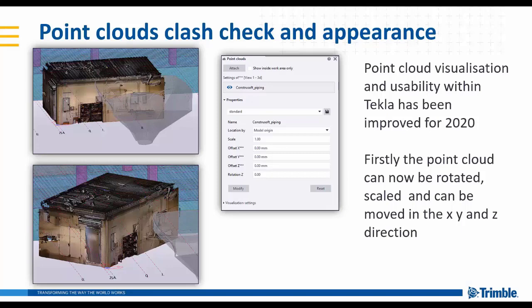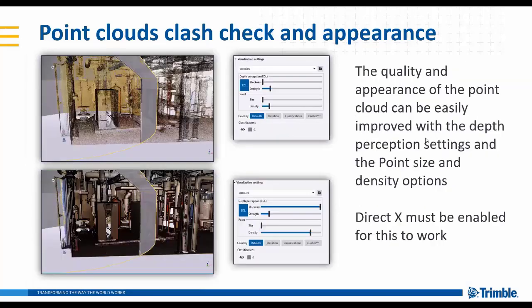Firstly, the point cloud can now be rotated and repositioned and scaled in any direction. That was not possible before, so now we can place that point cloud exactly where we want to in the model. So you've got the option for all the locations here, as you can see.